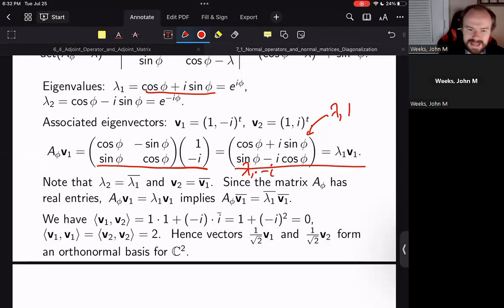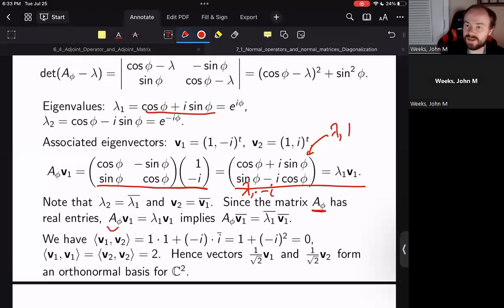Now, we can check and see that because our matrix A phi has real entries, you could say something too about what your second eigenvector and eigenvalue is. Because everything in A sub phi is a real entry.